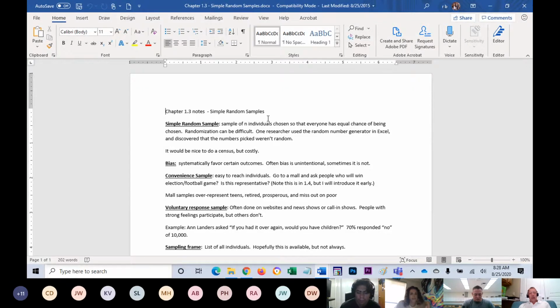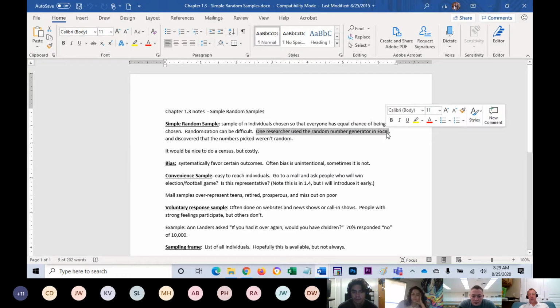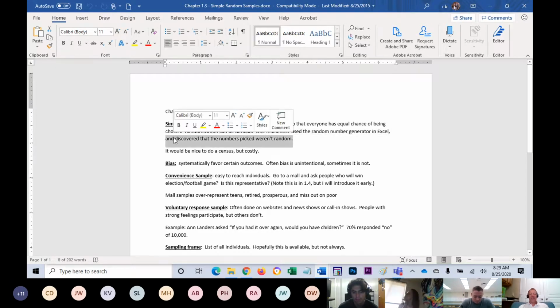Okay. All right. So, section 1.3, we're going to talk about simple random samples. So a simple random sample is a sample of n individuals. They're chosen so that everyone has an equal chance of being chosen. Let me just tell you that randomization can be difficult. So one of the interesting things is there was a researcher and he was using the random number generator in Microsoft Excel. And he discovered that the numbers weren't random.